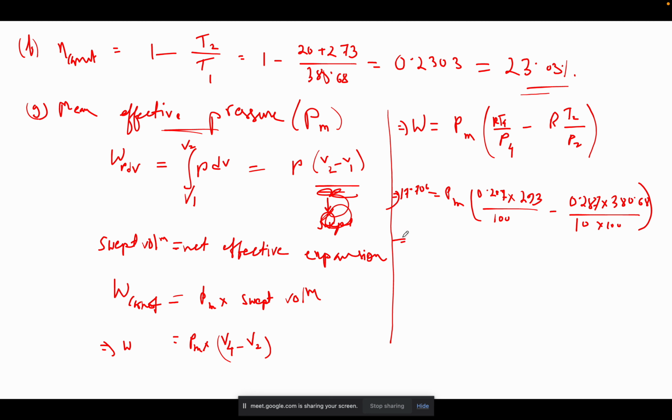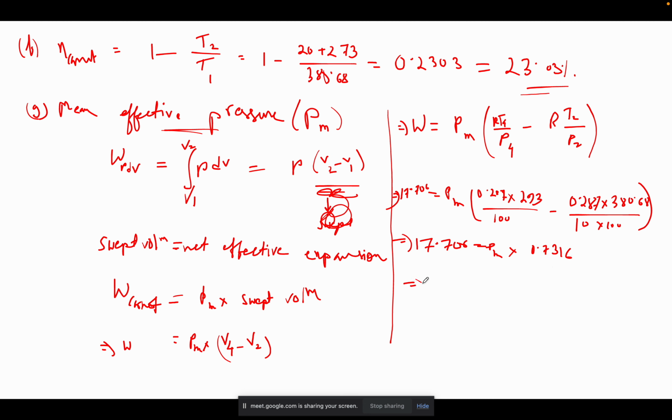17.706. Okay, now let me put everything here. 17.706 is equal to Pm into 0.287 into 293 by 100 minus 0.287 into 0.7316.